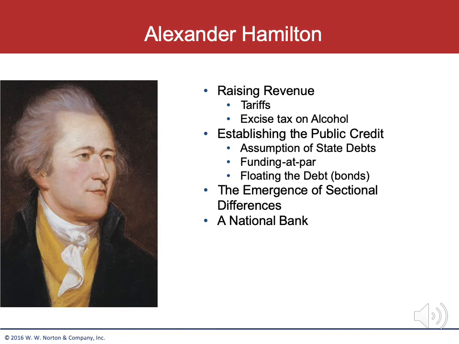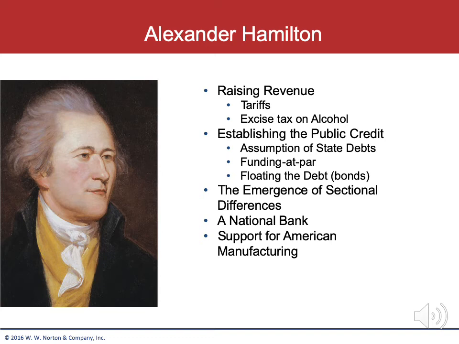But as soon as the government went into action, Madison starts to move in Jefferson's direction. He doesn't like the idea of floating the debt. He definitely did not like funding at par. When Hamilton proposes a national bank, this is what makes Madison switch sides. He will become an anti-federalist at this point.